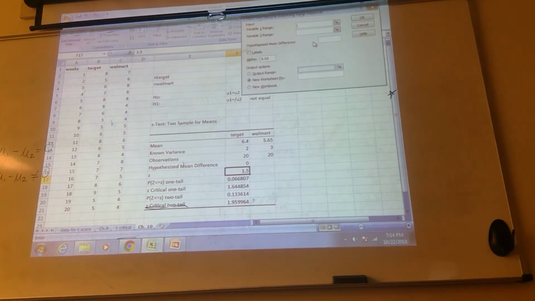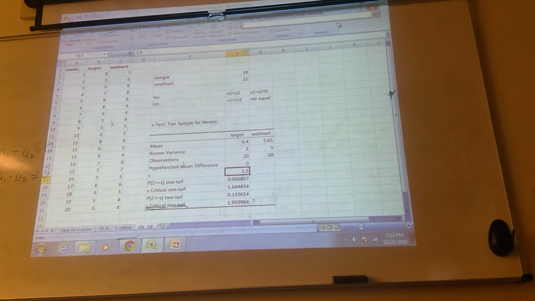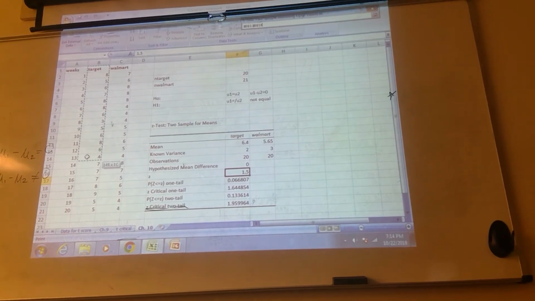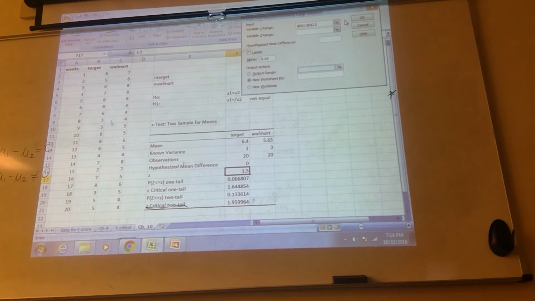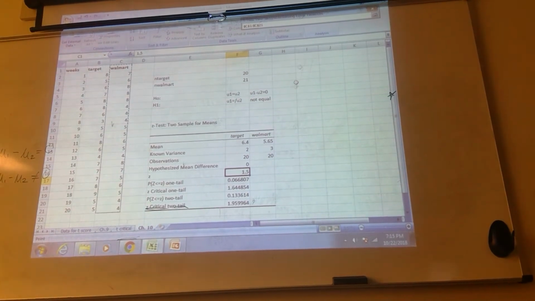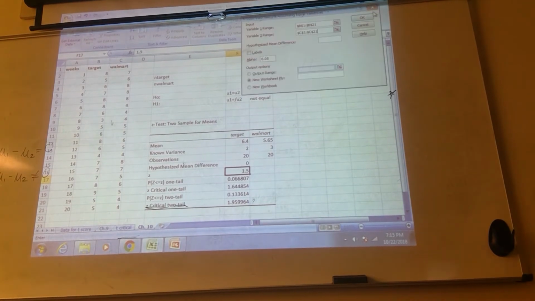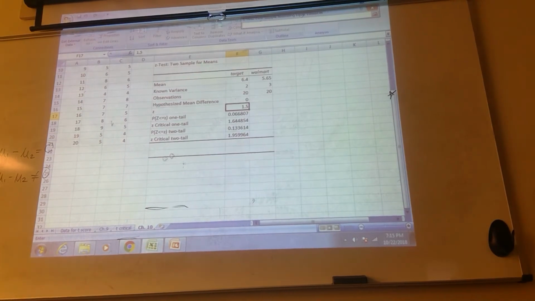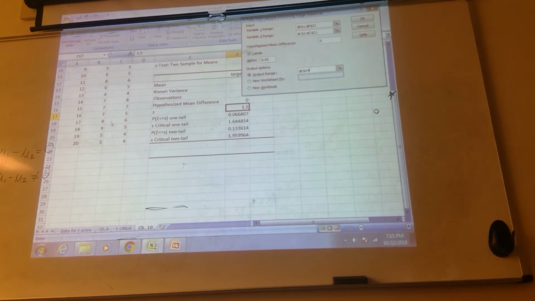T-test assuming equal variances. Again, highlight Target, and highlight Walmart. Hypothesized mean difference is always 0. Highlight the labels. And for the output range, I'm just going to put it below here, so I'll leave that up for you to look at.